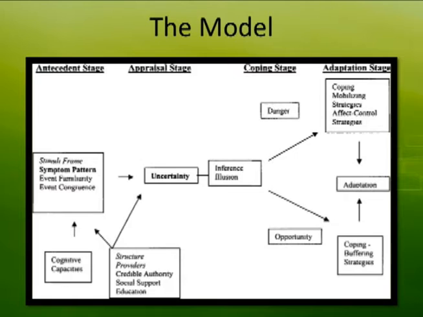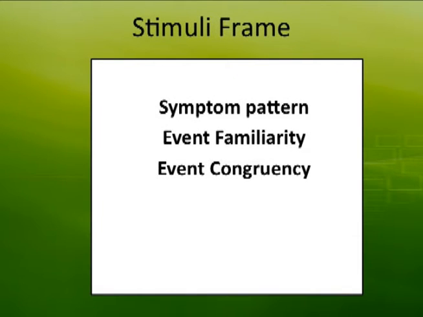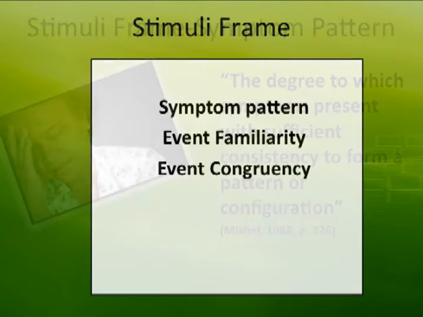Uncertainty itself is not a negative thing. It is neutral until the person appraises it. Uncertainty can then be considered a danger, or it can be considered as an opportunity. More on this later. The stimuli frame, as I've said before, consists of the symptom pattern, event familiarity, and event congruency. We will discuss each of these individually, but as a whole, the stimuli frame helps the person understand the illness, which creates less uncertainty.